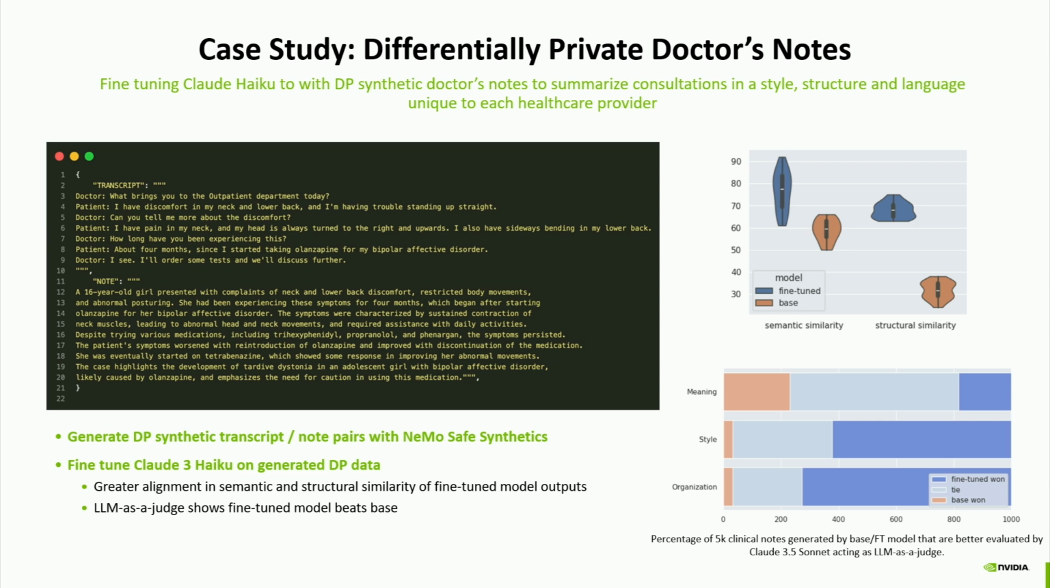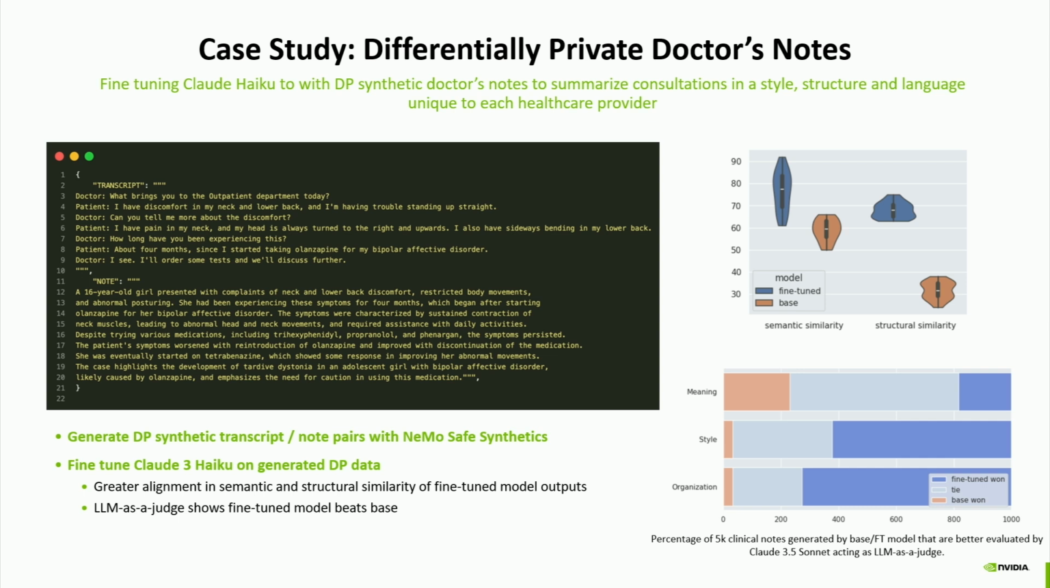And what we found was that when comparing this fine-tuned model, which used differentially private training data, to just what the base model produced, we're able to get higher semantic similarity and higher structural similarity. And also when evaluating with LLM as a judge, we're seeing that the style and organization of what's contained in those notes summarized by Claude 3 Haiku is a lot more consistent with what a doctor is expecting. And so there could be possible utility here.